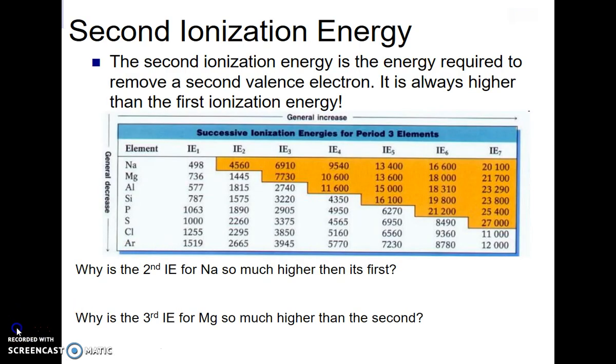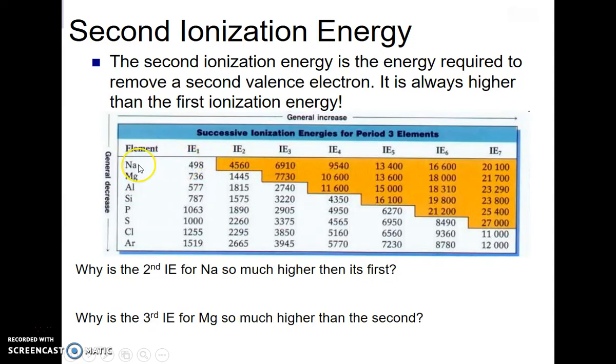Now we're going to look at something called second ionization energy, which is the energy needed to remove a second valence electron. And it's always higher than the first ionization energy. If you look here, here's sodium, and this is the energy needed to remove one electron from sodium. And you'll see here there's a huge jump up in the amount of energy to remove the second electron. And the question is why?